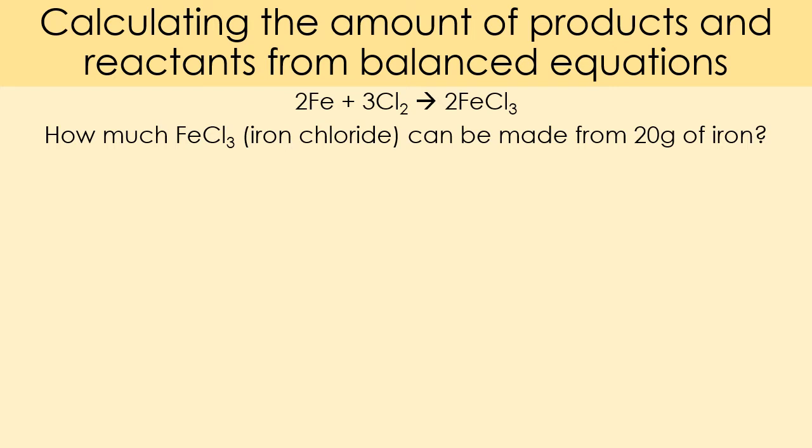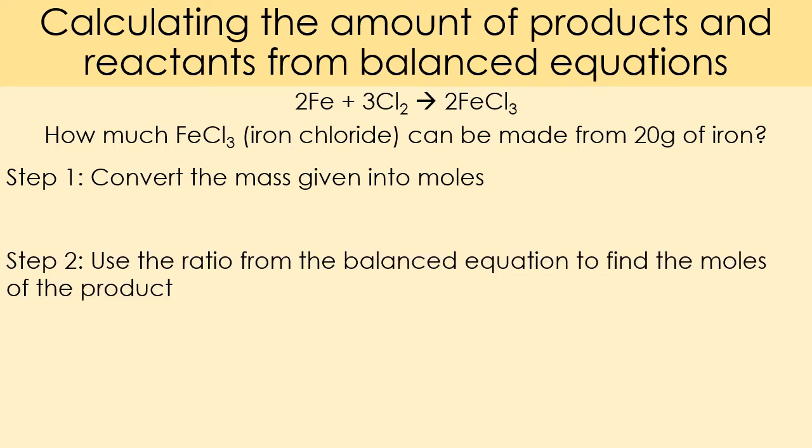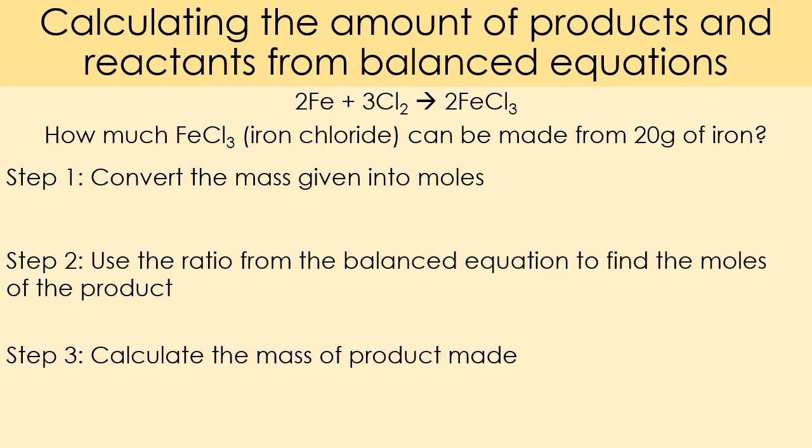Now we're going to do this in 3 stages. Stage 1, we're going to convert the mass we've been given into moles, just like we did on the starter. Step 2, we're going to use the ratio from the balanced equation to find the moles of the product. This is where it gets a little bit trickier and a bit confusing, but we'll go through it. And step 3, we're going to calculate the mass of the product made. Now it's not a quick example, and the questions you do aren't quick either, but when you come to doing your exams, these will be worth quite a few marks.